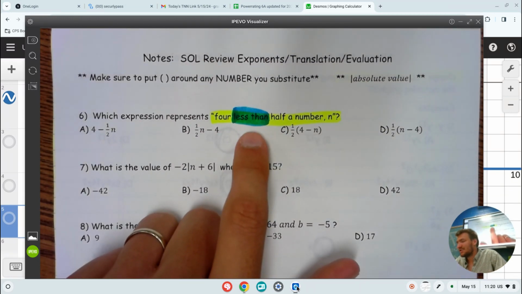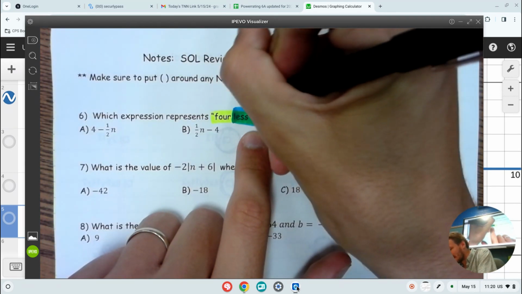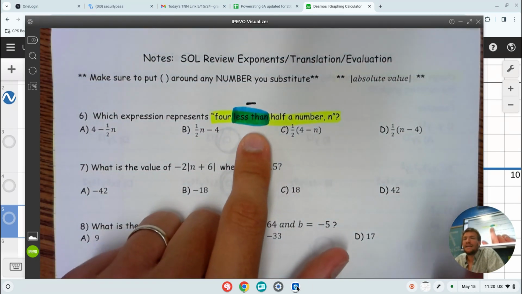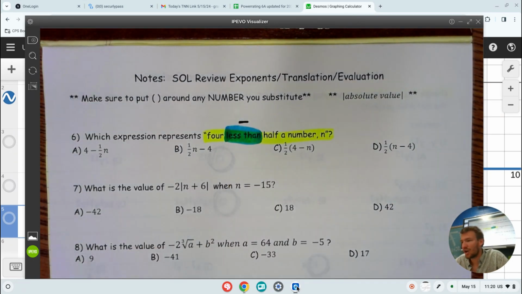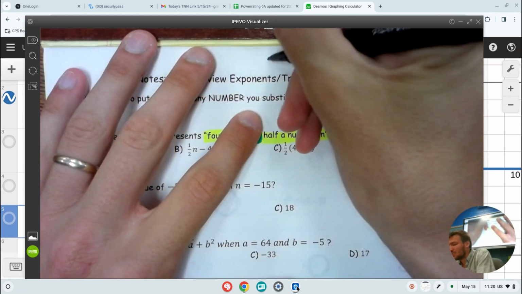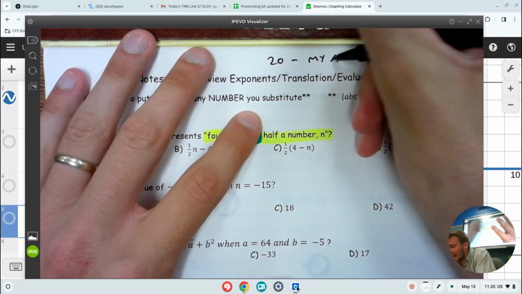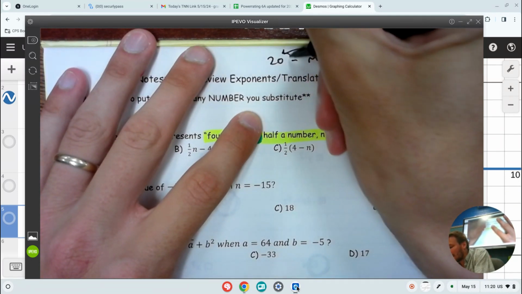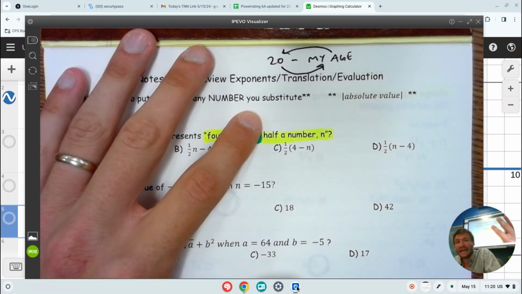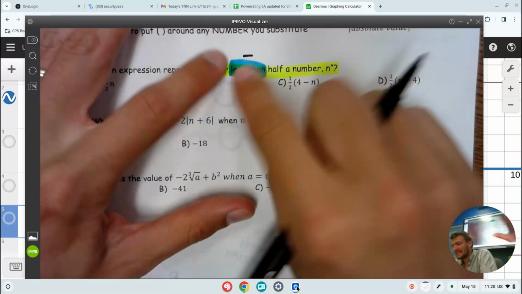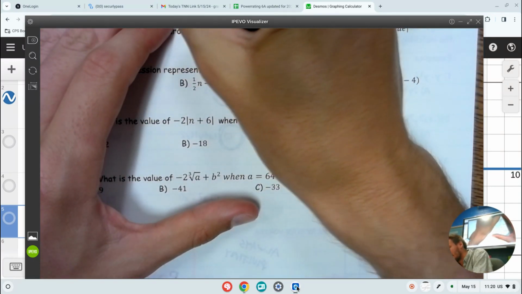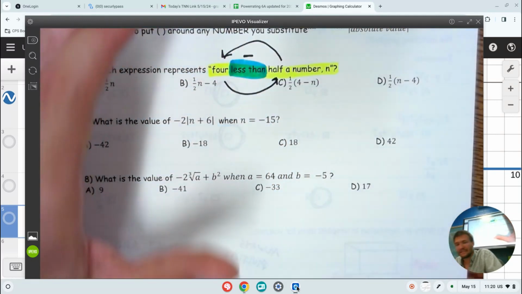That less than is one of those tricky things. We know that less than means minus. But if I was going to say you guys are 20 years less old than I am, right? You're not going to do 20 minus my age. You're actually going to do it the other way around, and you're going to do my age minus 20. So this less than means to actually switch the order of the two things that you see.